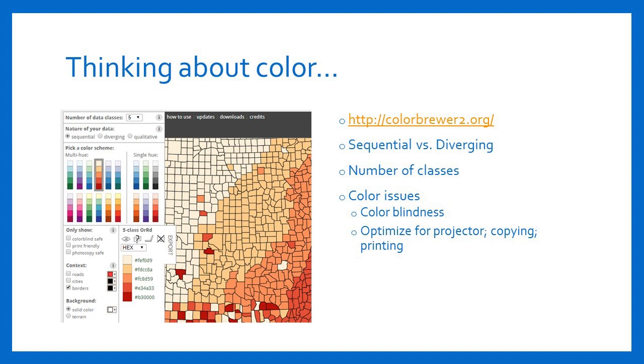Some of the things that you want to be aware of with colors include that a high proportion of the population are colorblind, and depending on how you're representing the map, for example, copying it or printing it, color choices matter. And colorbrewer.org helps you select colors that are colorblind safe or printer friendly, for example.